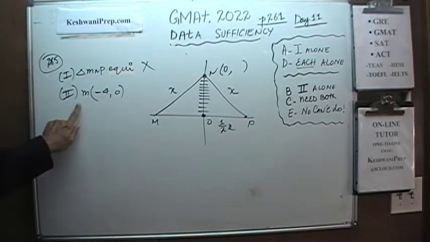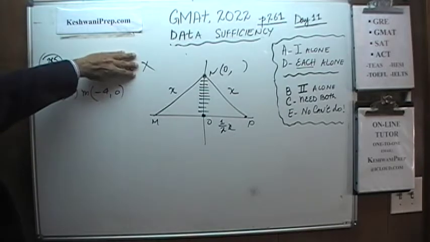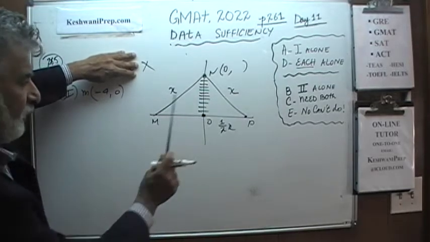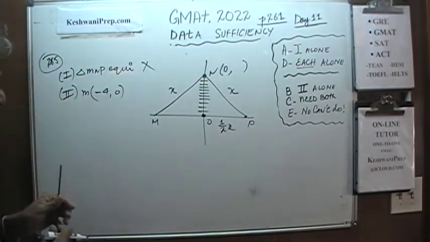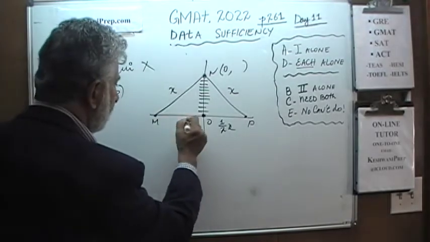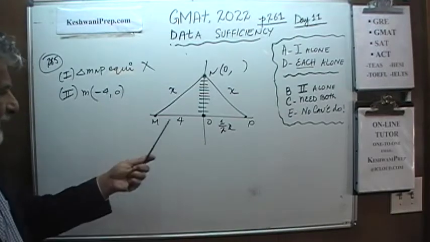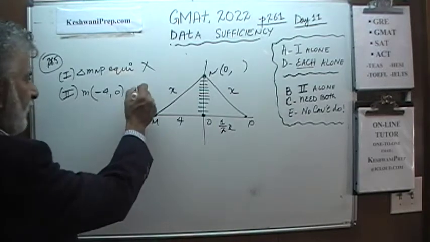Again, when you're looking at second statement, don't look at the first statement. It doesn't exist. We're not looking at any of this information. All we know is that from here to here is 4. Just by that information alone, we cannot figure out what the answer is.